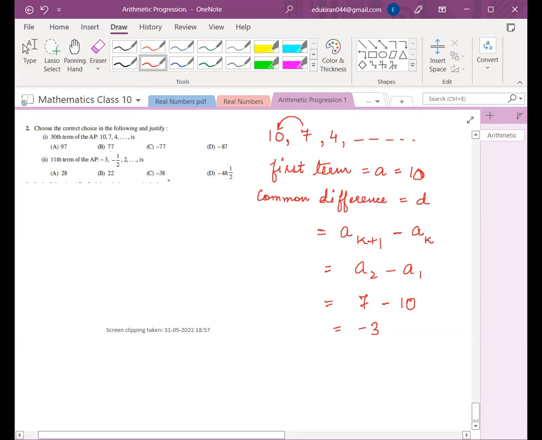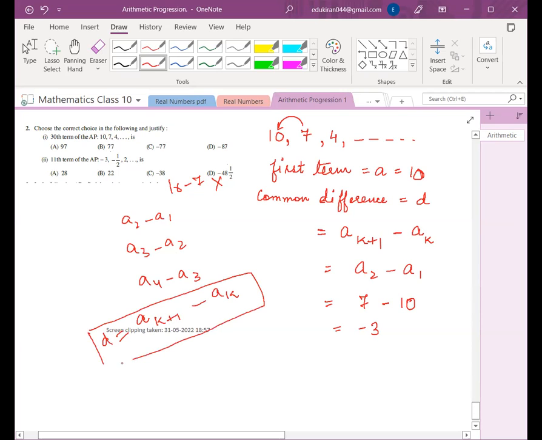Yes, ma'am. You are doing 10 minus 7, which is wrong. Please keep this thing in mind. It's not the simple difference. It's actually either you will do A2 minus A1, or you will do A3 minus A2, or you can do A4 minus A3, like that. In a general form, if I write, it is A(K plus 1) minus AK. Understood? This is the formula for D. Please note it down. I think you keep on forgetting this, so please note it down.